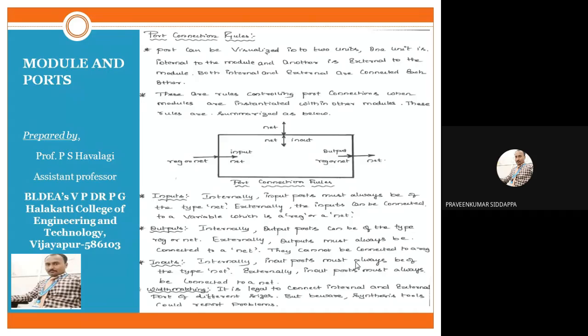So first, there are so many ports in Verilog: input port, output port, and inout port. Input and output are unidirectional, but inout is a bidirectional port. So what are the rules we should follow?